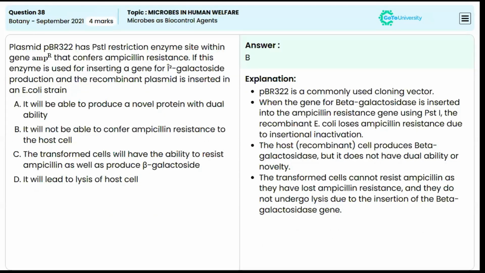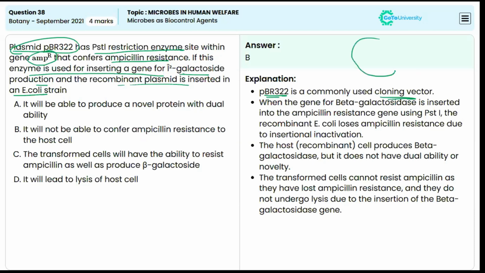Moving to the next question. Plasmid pBR322 has a PstI restriction enzyme site within the gene for ampicillin resistance, which confers ampicillin resistance. If this enzyme is used for inserting a gene for beta-galactosidase production and the recombinant plasmid is inserted into an E. coli strain, what will happen then? We know that pBR322 is a commonly used cloning vector.